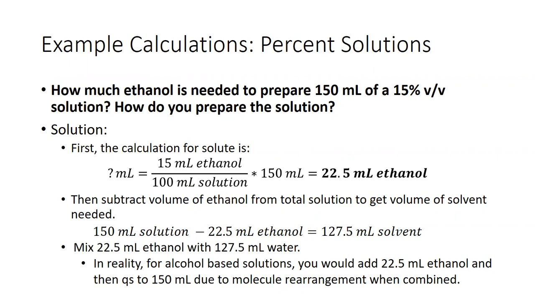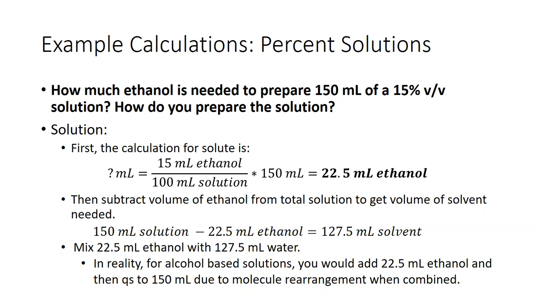So you mix those together. In reality, alcohol is actually kind of funny because when you add alcohol and water together, there's a molecular rearrangement that happens that causes the final volume to be lower than what you predicted. So what you would do in reality for this is you would add your 22.5 mLs of ethanol, and then you would QS, or fill to a quantity sufficient to get to 150 mLs.